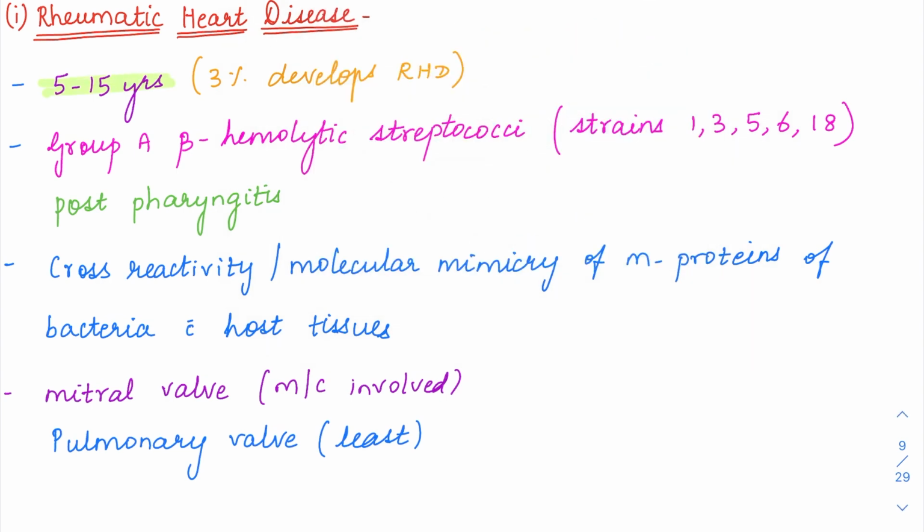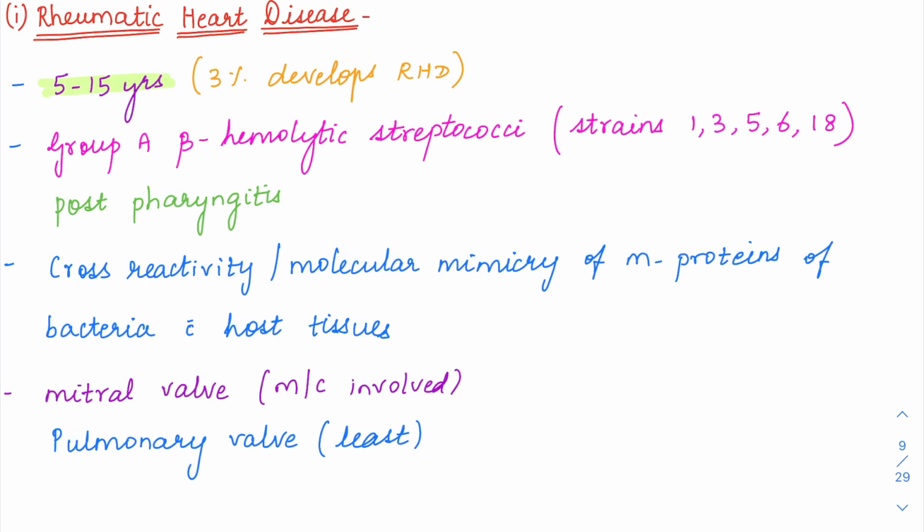Here the classical age group affected is a 5 to 15-year-old kid, who presents with a sore throat infection, and after a week or two the kid develops some joint pain and then heart disease. That will be the classical history given for rheumatic heart disease.